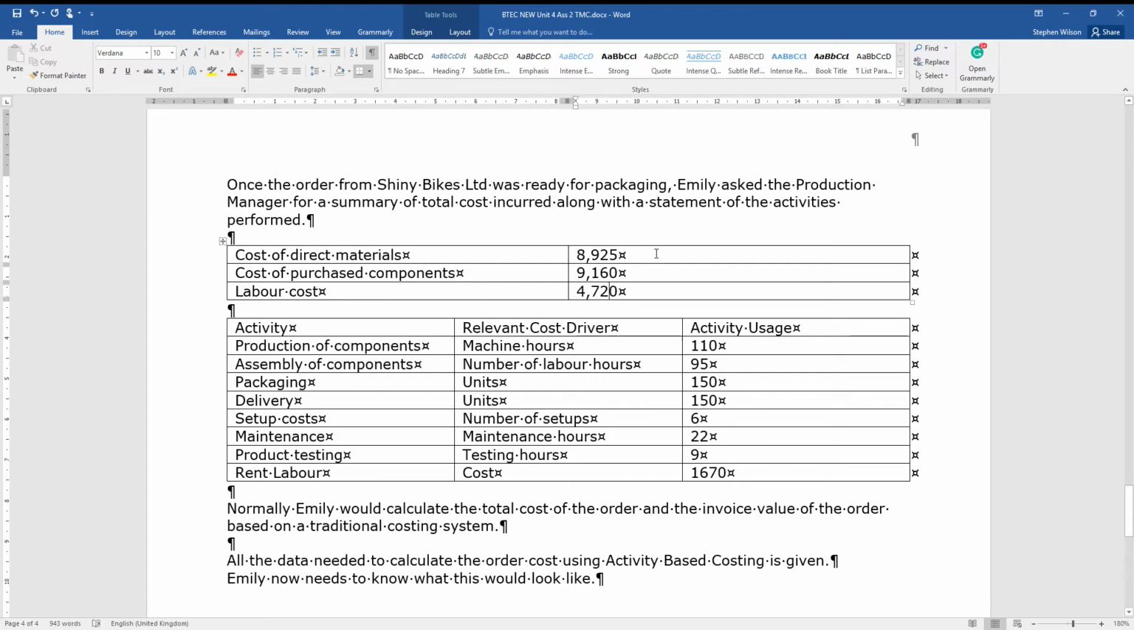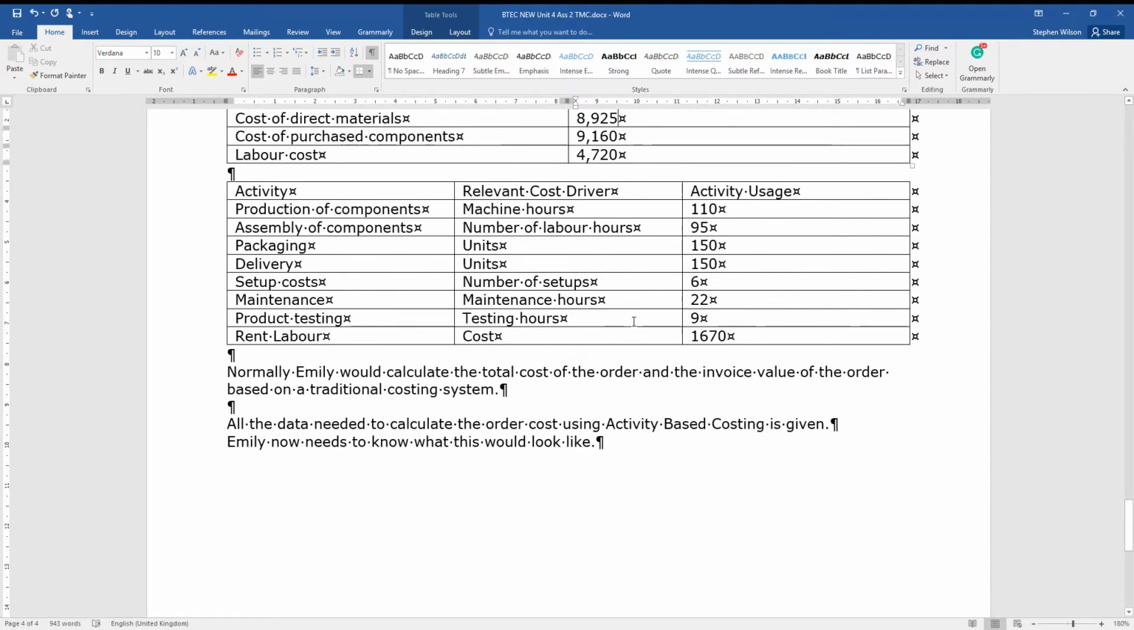So we still need to include those in the price that we're charging Shiny Bikes, don't we? If we don't include those in the price that we're charging Shiny Bikes, then we're going to be out of pocket. But what we want to know is how much of our yearly overhead do we put onto this order?